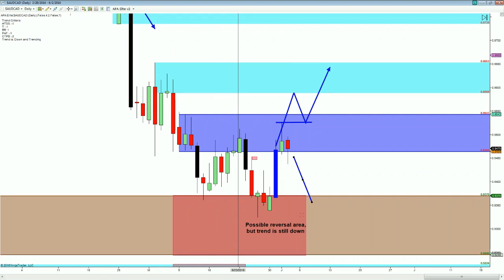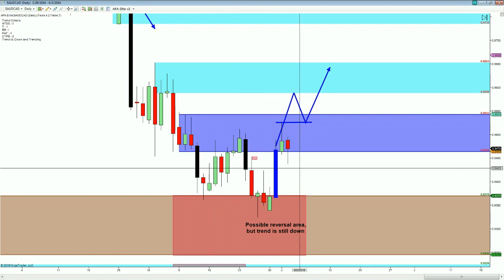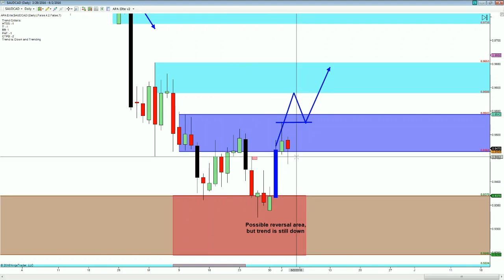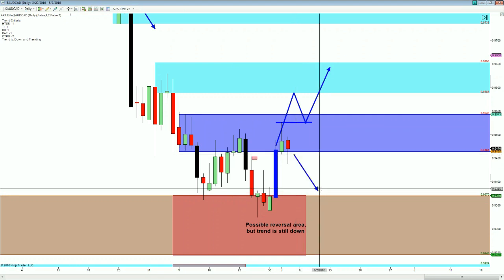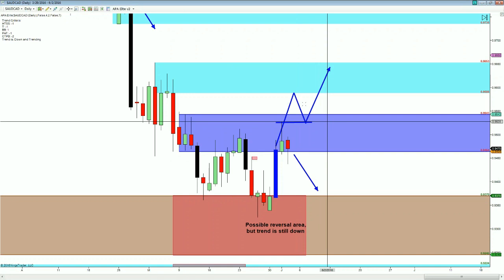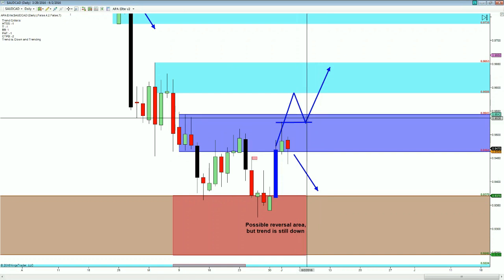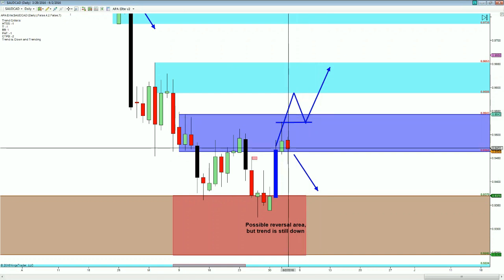Now, as we look at this possible reversal point, we still haven't confirmed that it's a true reversal. We're really at the top of the range still, so we have to take both perspectives into play. The trend follow would be down like this, and the counter trend would be up like so. Right now, it's too early to tell.